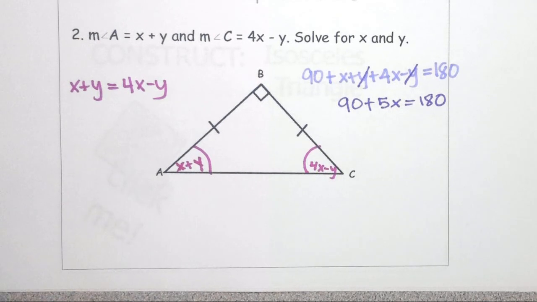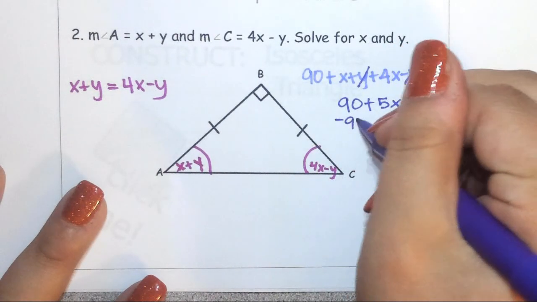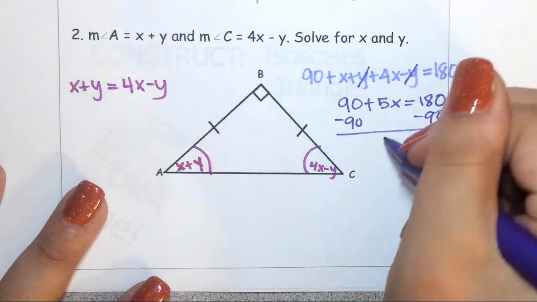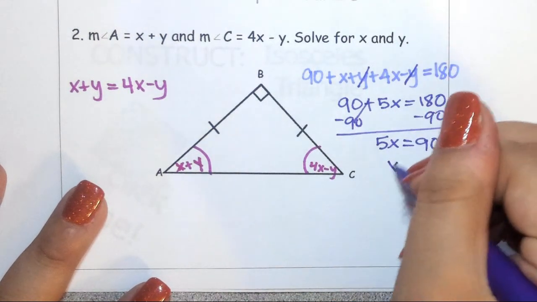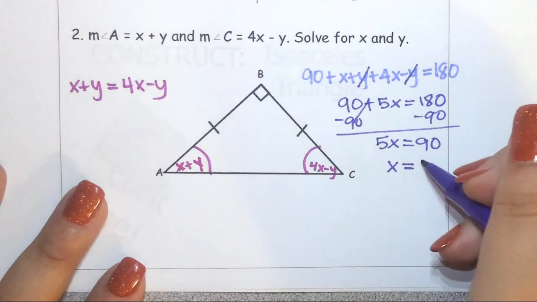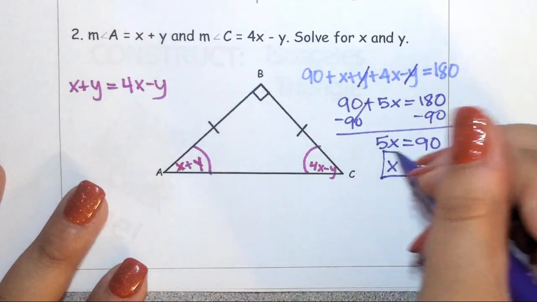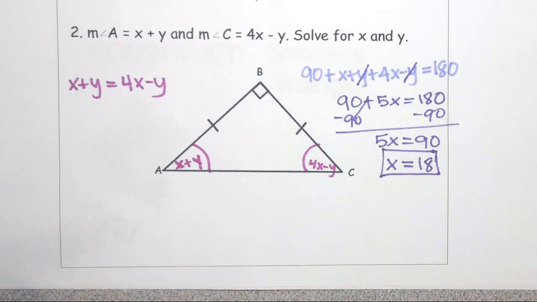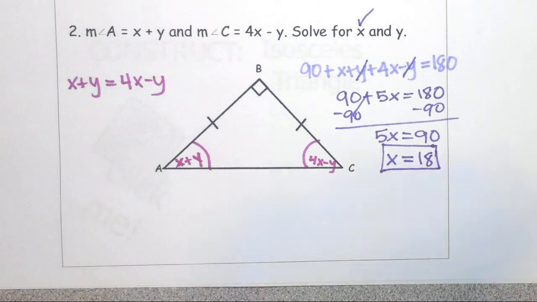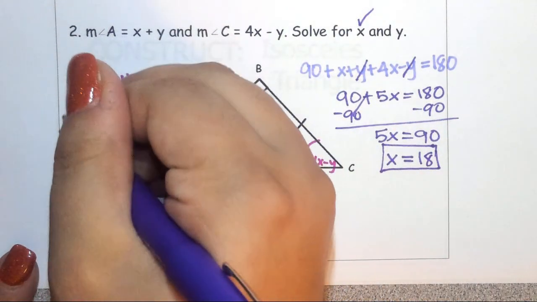How do I get x by itself? Subtract 90. And what does x equal? 18. Cool. Did I answer my question? No, I solved for x, so I answered that question. How do I solve for y? Go plug in x.